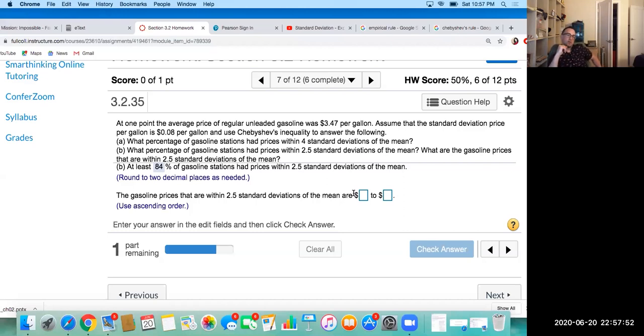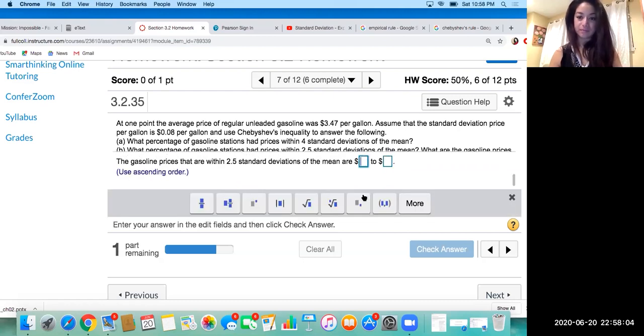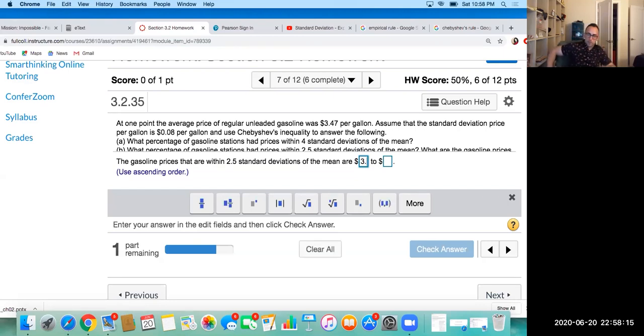0.2? Times 2.5. Yeah, 0.2, which is 20 cents. So okay, 0.2. Then I have to add and subtract 0.2 to 3.47. That's easy. Am I doing the adding or subtracting first? Subtracting first. Subtract 0.2 from 3.47, it's 3.27. And then 3.67.